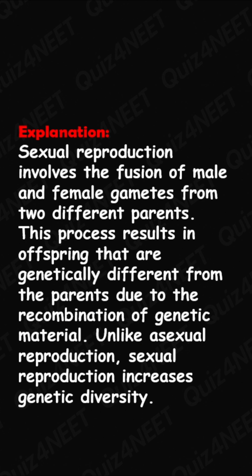Explanation: Sexual reproduction involves the fusion of male and female gametes from two different parents. This process results in offspring that are genetically different from the parents due to the recombination of genetic material. Unlike asexual reproduction, sexual reproduction increases genetic diversity.